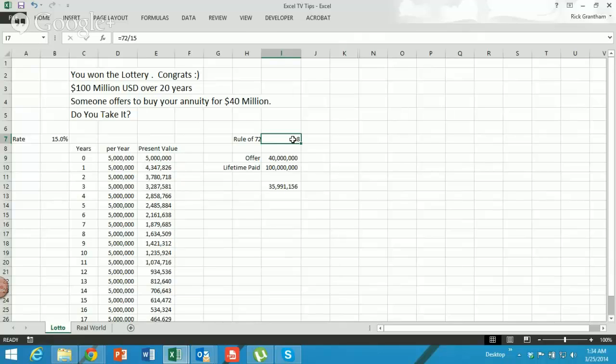Now, in this case, the opposite's true. This is the number of years it would take before the dollar amount is half. So in this case, 1, 2, 3, 4, 5. Yeah, at roughly 4.8 years, or almost 5 years, it's about half. So that's one of the ways you can do a quick rule of thumb to figure out the difference between a 15% interest rate or a 10% interest rate.